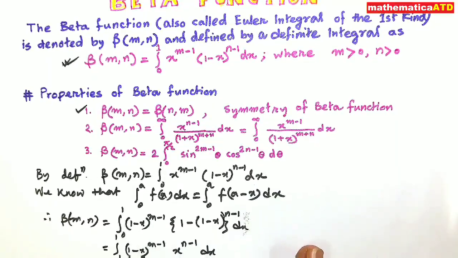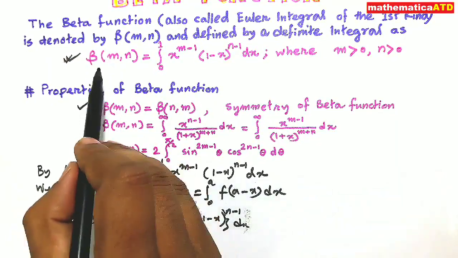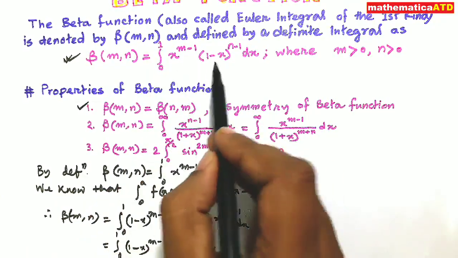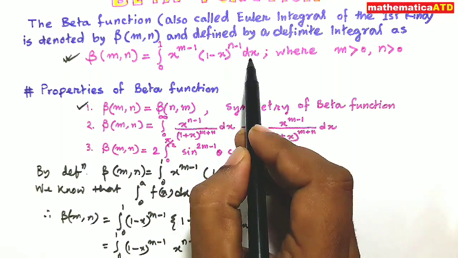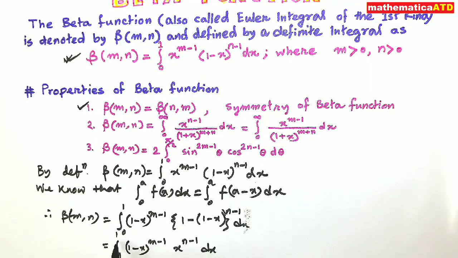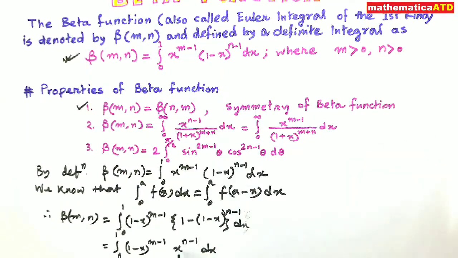Okay, so friends, first of all, you see what is written in the definition: beta(m,n) is equal to the integral from 0 to 1 of x to the power m minus 1 into (1 minus x) whole power n minus 1 dx. So friends, if the integral is like this, the integral from 0 to 1 of x to the power n minus 1 into (1 minus x) whole power m minus 1 dx, then obviously it will be beta(n,m), isn't it? So friends, beta(m,n) is equal to beta(n,m). This is the symmetry of the beta function.